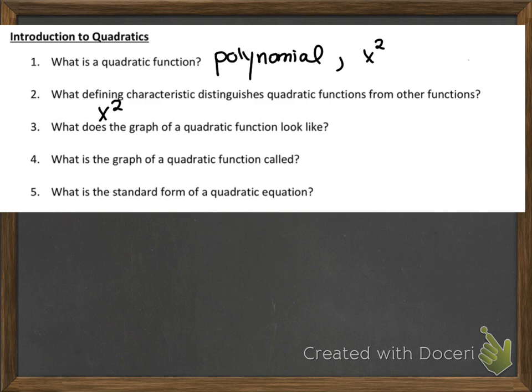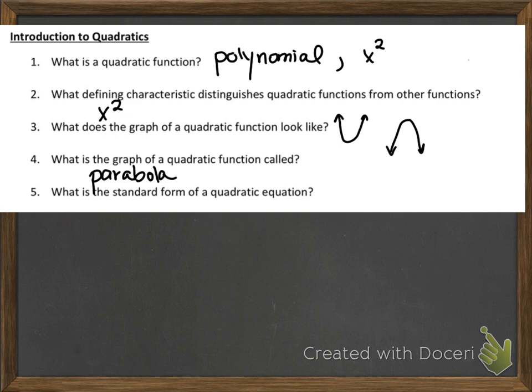this x squared term. What does the graph of a quadratic function look like? Well, it usually looks either like this or it looks like that. And we have a special name for this shape, and it is called a parabola. So it's not a parabola, it's a parabola.